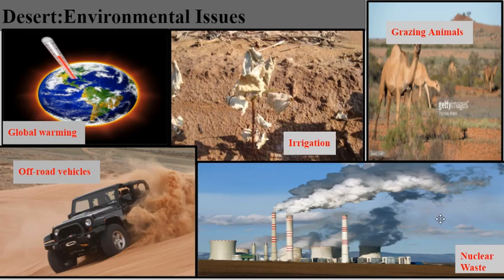Lastly, we have nuclear waste. So nuclear waste produces a lot of pollution as well as byproduct, and this byproduct and pollution can damage the land and actually continue to increase our amount of deserts.